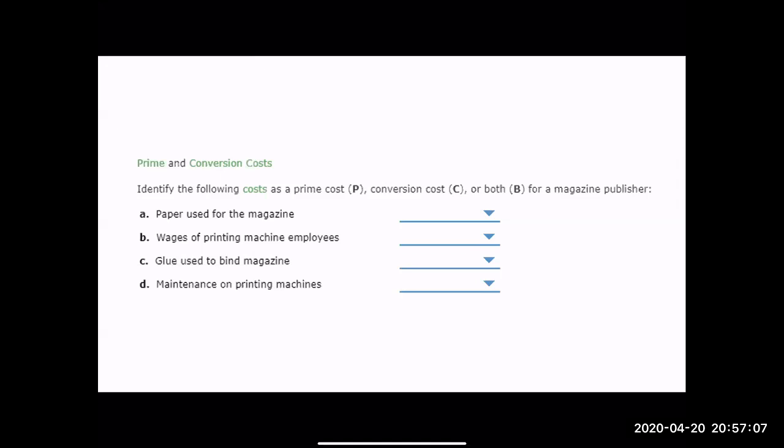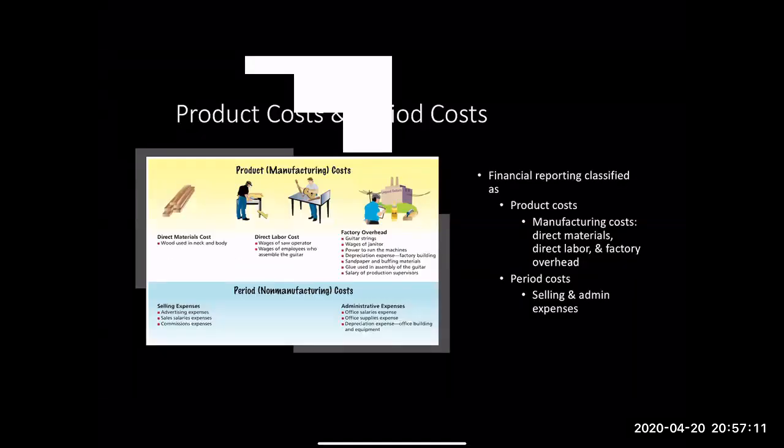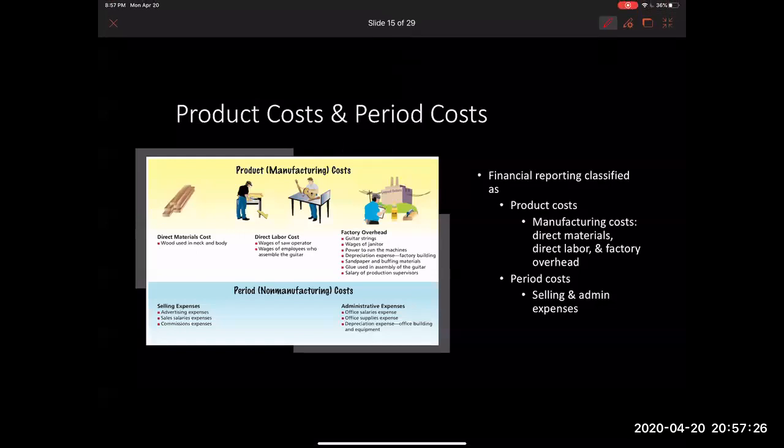All right, so now looking at product costs and period costs. When we're reporting this financially, costs can be classified as either product costs or period costs. Product costs are all of those associated with the manufacturing process. So in our slide, you see here, product costs, or manufacturing costs, include all of your direct material costs, your direct labor costs, and your factory overhead costs.